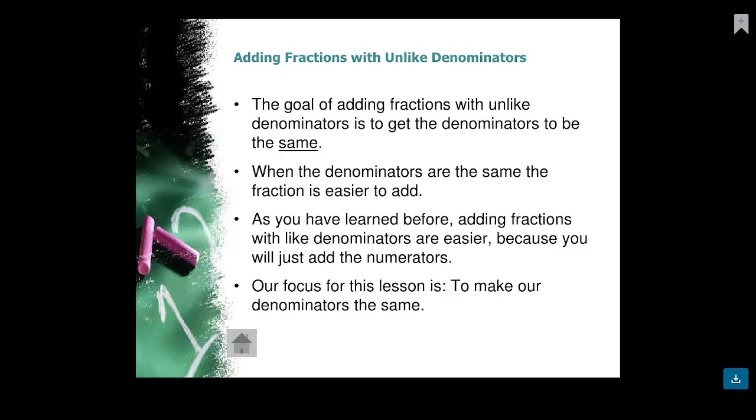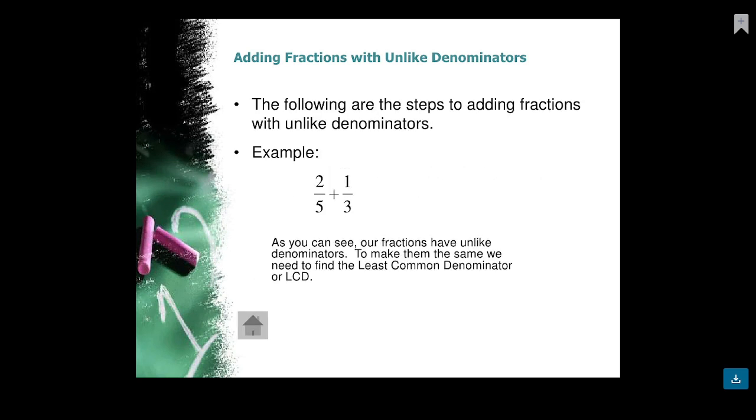The goal of adding fractions with unlike denominators is to get the denominators to be the same. When the denominators are the same, the fractions are easier to add. As you have learned before, adding fractions with like denominators is easier because you just add the numerators. Our focus for this lesson is to make our denominators the same. The following are the steps to adding fractions with unlike denominators.